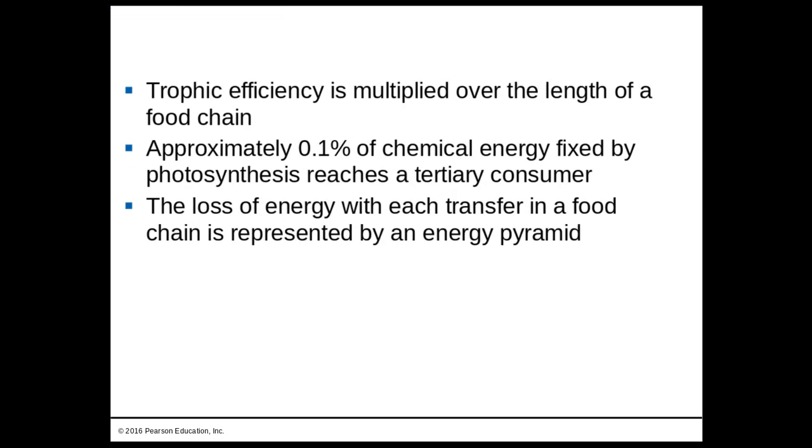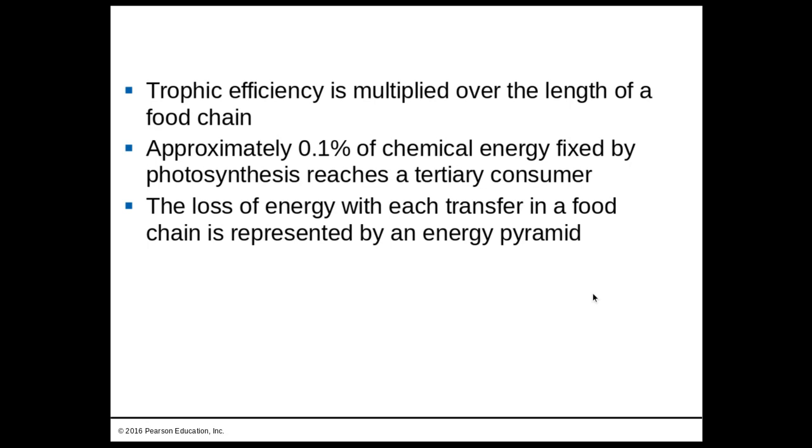So when we think about trophic efficiencies, we can multiply them over the length of the food chain, and we see that by the time we get to the top, the tertiary consumer, if we take only 10% each time, we're sitting at only about 0.1% of the original energy that was fixed by photosynthesis. So if you follow that energy up and you see only 10% makes it to each level, by the time you get to the third consumer, you really don't have a ton of energy to deal with.